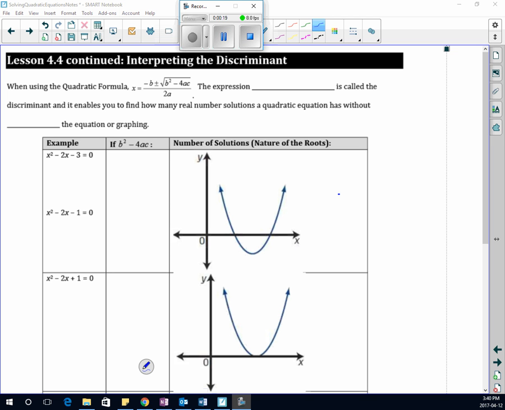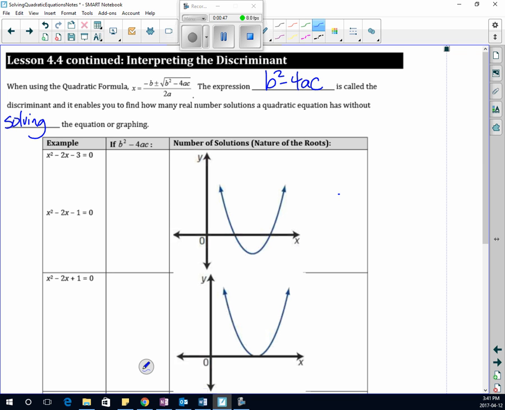So when using the quadratic formula, x equals minus b plus or minus square root b squared minus 4ac all over 2a, the expression b squared minus 4ac is called a discriminant, and it enables you to find how many real number solutions a quadratic equation has without solving the equation or graphing it.